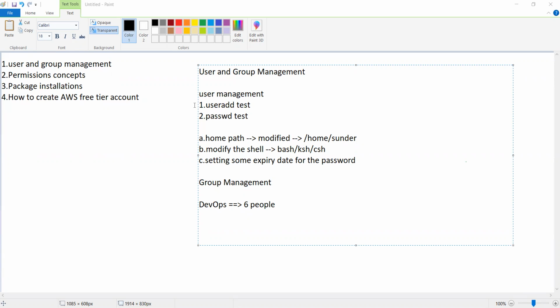So any questions in terms of user and group management, guys? Does anyone have any questions in terms of user and group management before I move to the next concept?